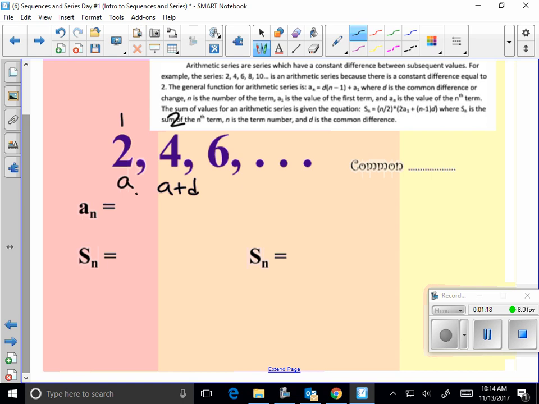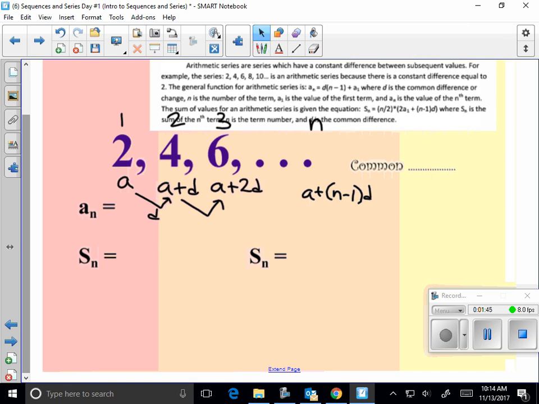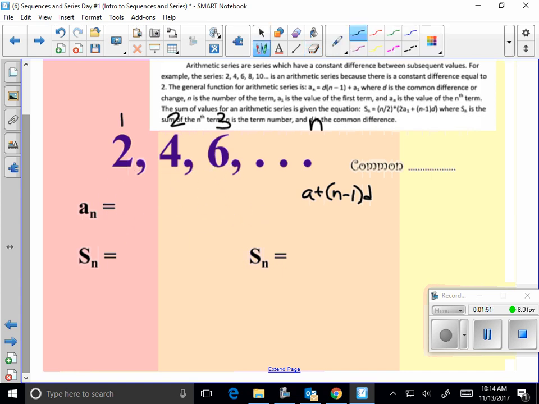So if I take and add the common difference, and then add the common difference again, my third term will be A plus 2D, right? And then I could continue on forever and ever. Let's say I go out to the nth term. What would this be? A plus what? N minus 1 times D. And that right there is how we find any term within a sequence, at least an arithmetic sequence. We take the first term, A, and we add N minus 1 times the common difference.